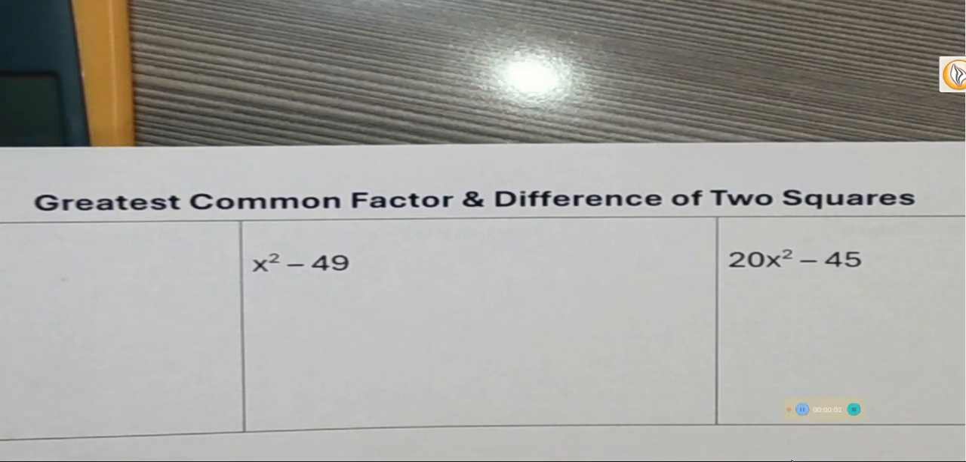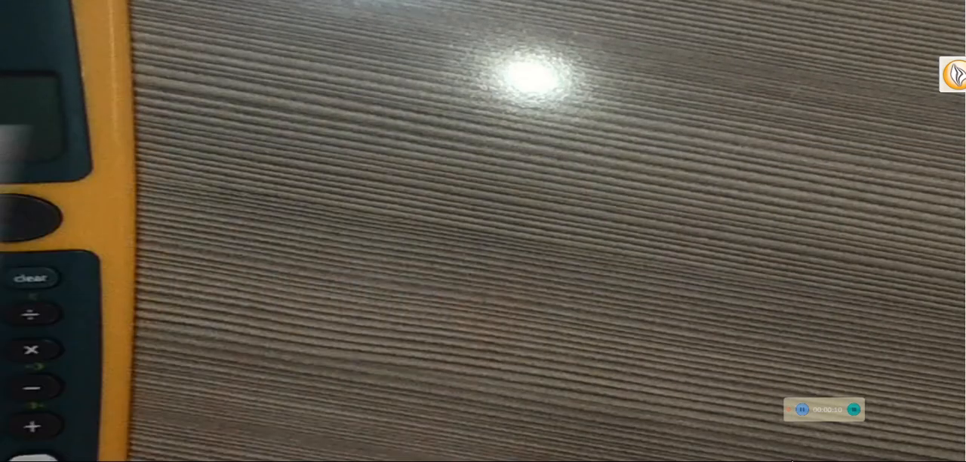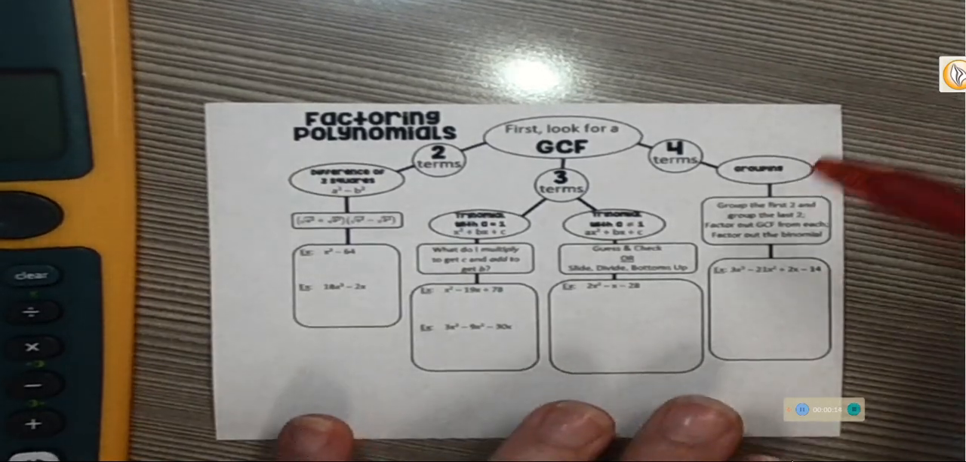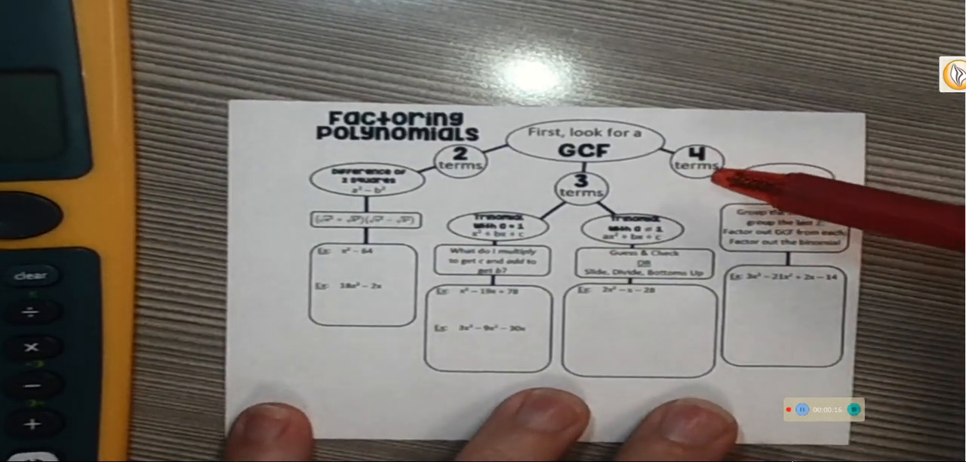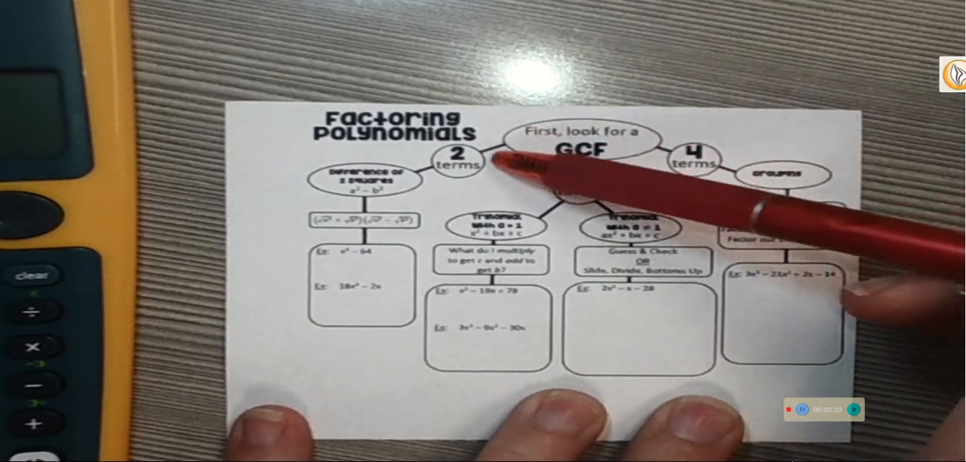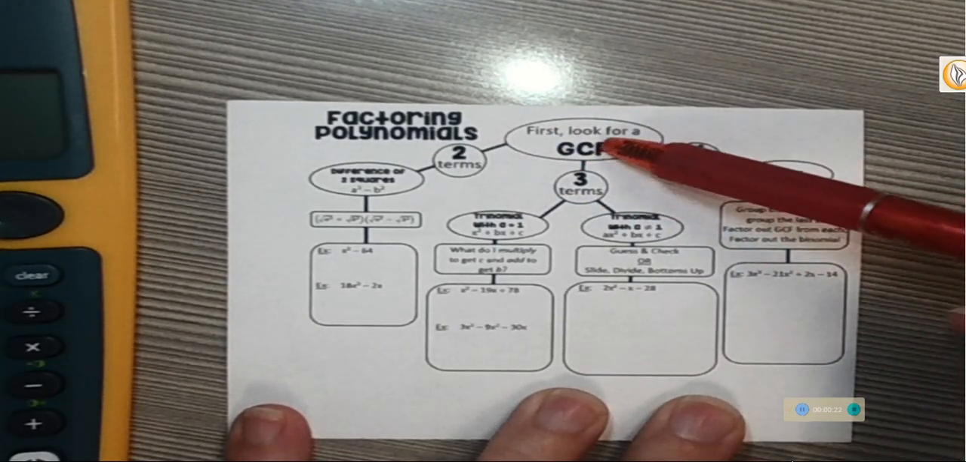In this video, I'm going to show you how to factor out a greatest common factor and a difference of two squares. So, in class, we've been using this flowchart. This is the flowchart that tells you the thought process you go through when you're factoring. The very first thing you always do is look for a greatest common factor. If you have a greatest common factor, you factor it out.